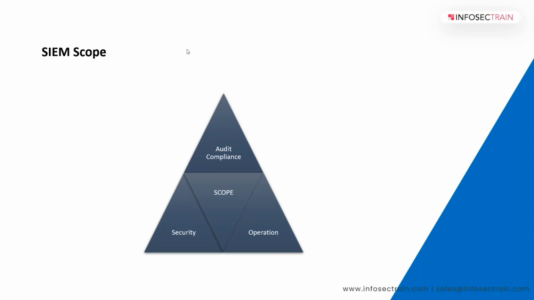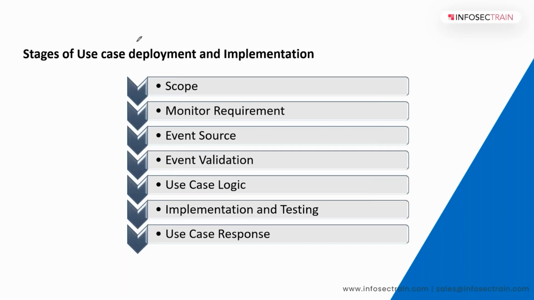Along with that, we have a few more things to cover. The first one was the scope, how to define a scope, and after that, the stages for deployment or implementation of a SIEM. The first stage is the scope. How to define a scope? Look at the audit compliance, the security posture of the organization, and the operations as well. On the basis of that, define a scope.